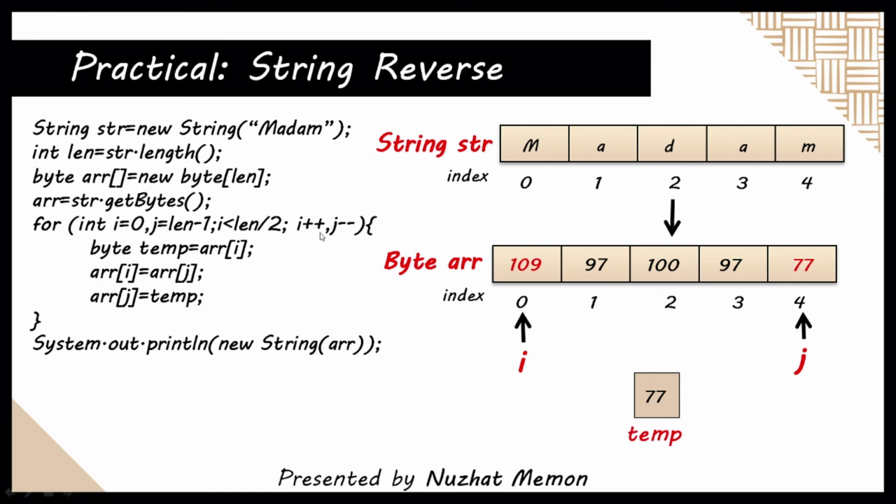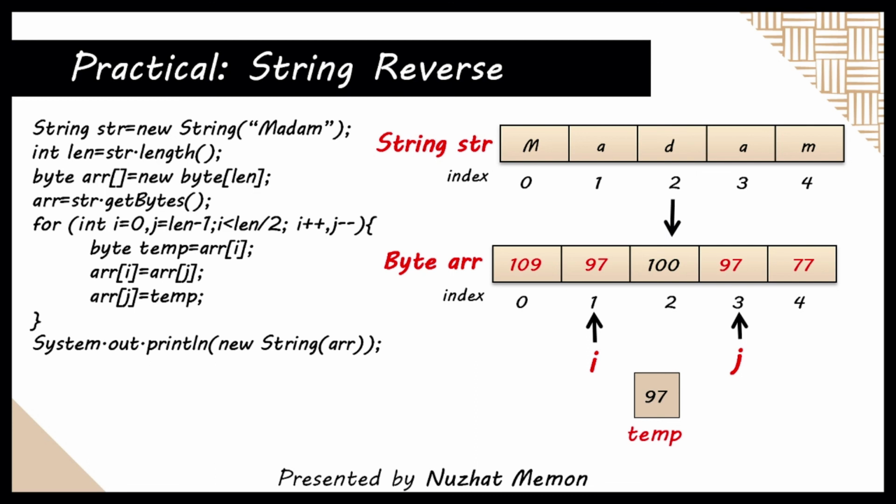Next, here we have i++ and j minus minus. Now here we will see what will happen in our pictorial representation. i will move to array of 1 and j will decrement to array of 3. Now again we need to do swapping. Right now temp contains array of 1, that is 97. We will swap it, so we will get this. So this way we have finished with the half string.